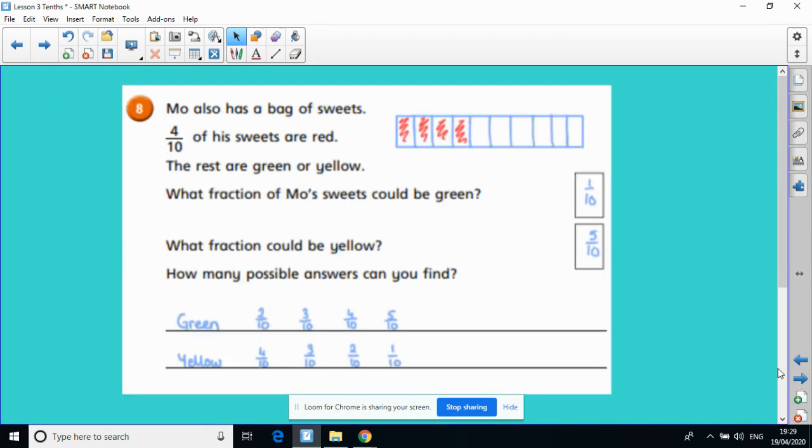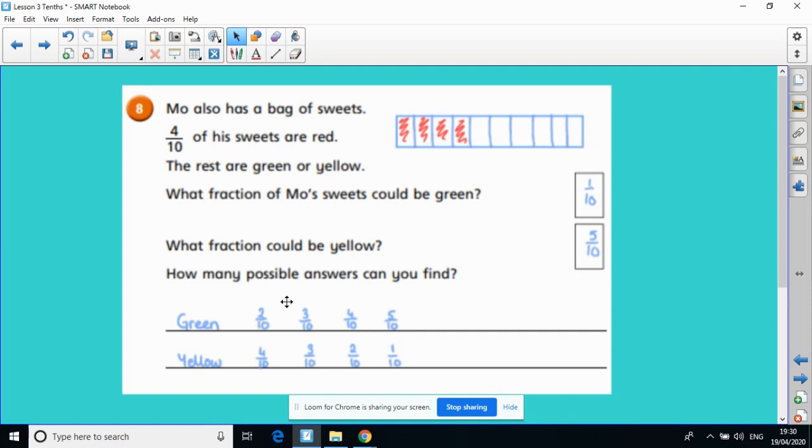Mo also has a bag of sweets. 4 of the sweets were red, 4/10, and the rest were green or yellow. Here are some suggestions. Fractions that could be green could be 1/10, which would leave 1, 2, 3, 4, 5/10 being yellow. Green 2/10, yellow 4/10, green 3/10, yellow 3/10, green 4/10, yellow 2/10, green 5/10, yellow 1/10.